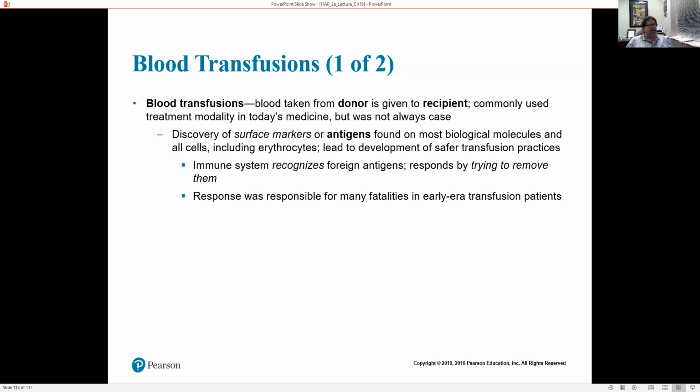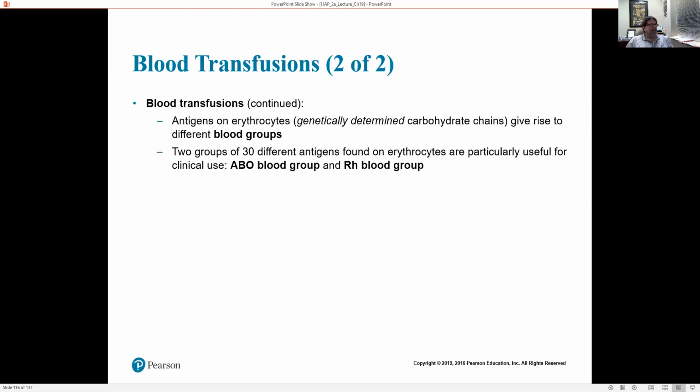The immune system recognizes foreign antigens and responds by trying to remove them, kill them, or destroy them. This response is the key to these antibodies being made. Now, there are 30 different antigens that we can look at for blood typing, but we're only going to talk about 2 to wrap this chapter up. Remember there's over 30 that have been identified, but the 2 that have the biggest problem in medicine are the ABO blood typing and RH blood group.